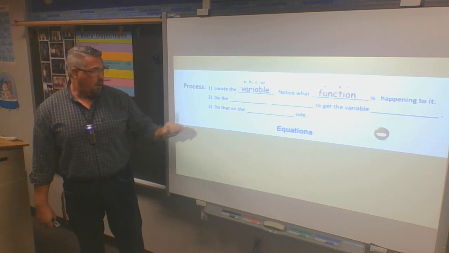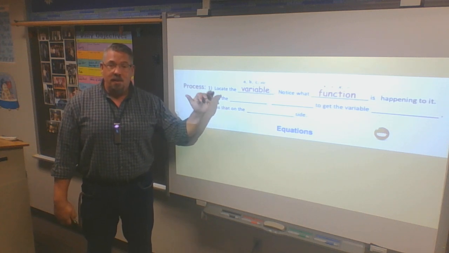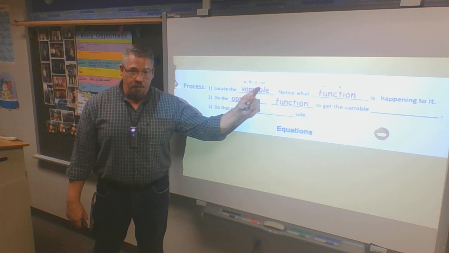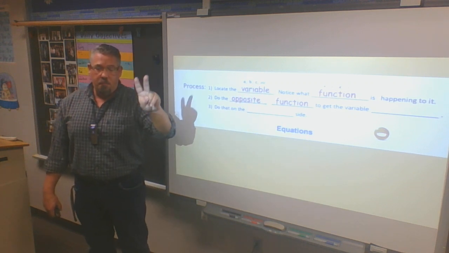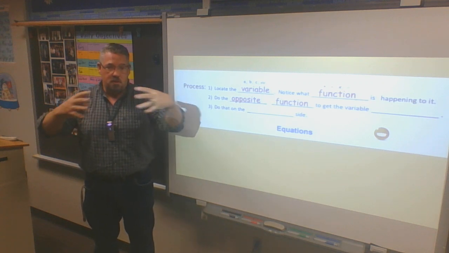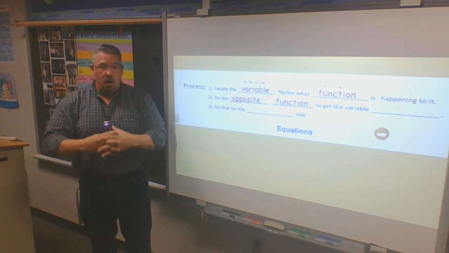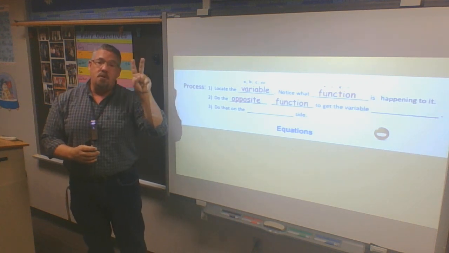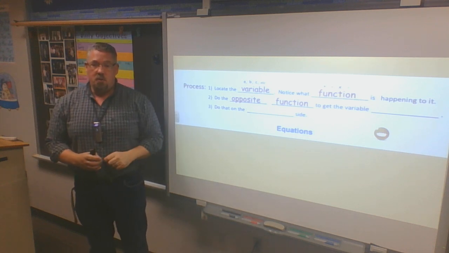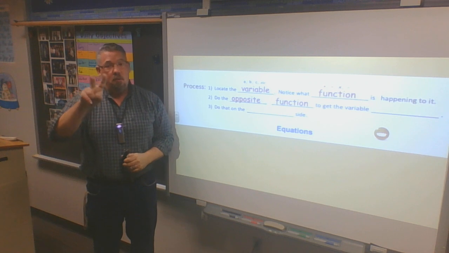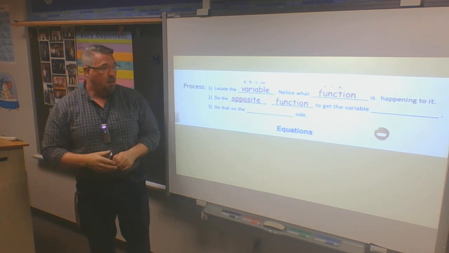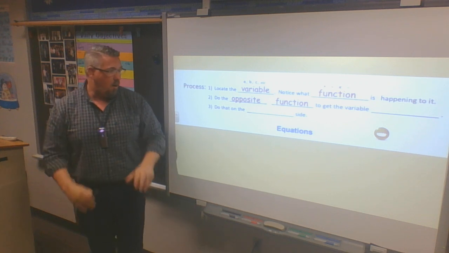Step 2, then, I'm going to do the opposite function. So when I'm looking at the variable, I see the function that's happening, I'm going to do the opposite. So I'm putting 8.4 and 8.6 all together here. So understand, if I see adding, I'm going to do the opposite, which is subtracting. If I see subtracting, I'm going to do the opposite, which is adding. If I have multiplying, the opposite is dividing. And if I have dividing, the opposite is multiplying. So I have to make sure that I have those in the correct pairing.